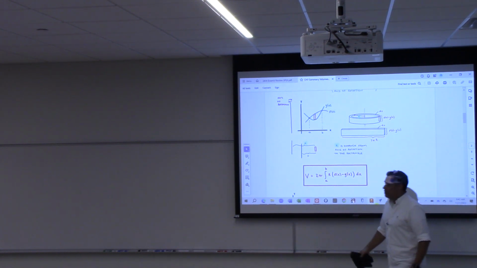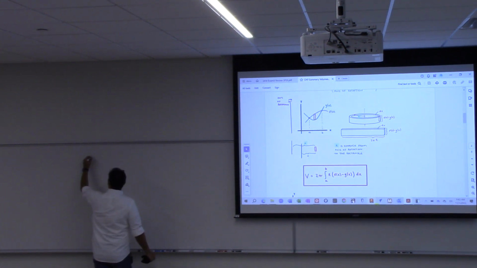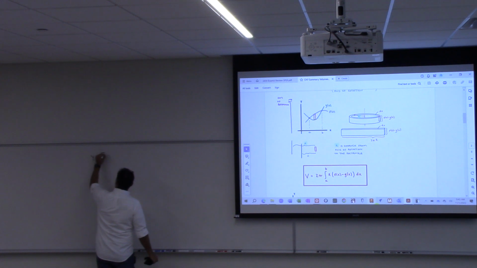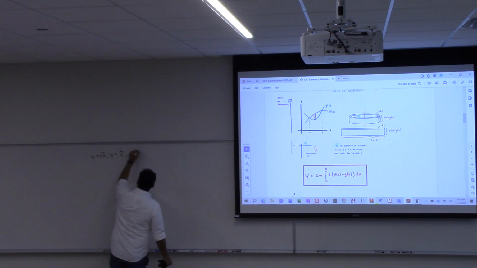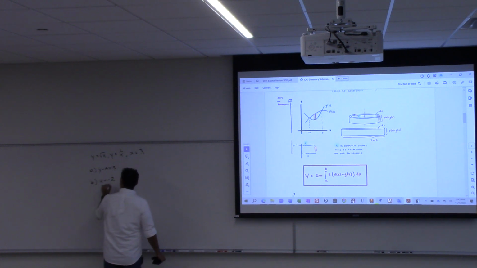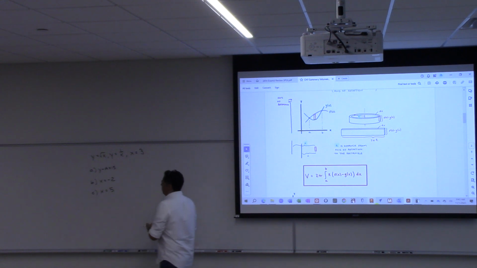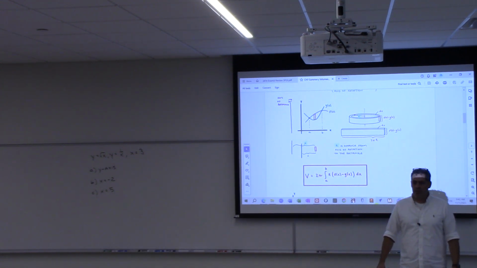You ready to do that example? All right, so we have y equals square root of x, y equals 1 over x, x equals 3. And we want to do this about the y-axis. We want to do it about x equals, what did I say, -2 and x equals 5? I think that's what I'd put. Okay. We're going to draw some pictures.